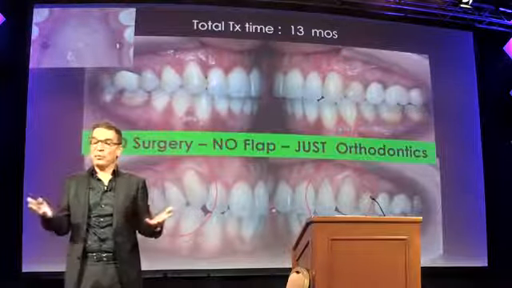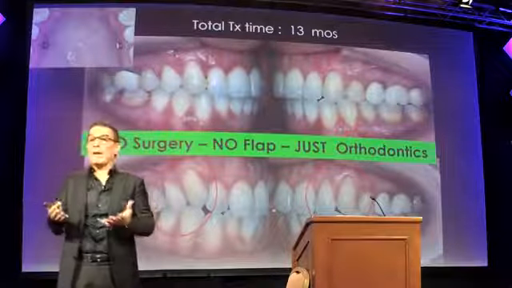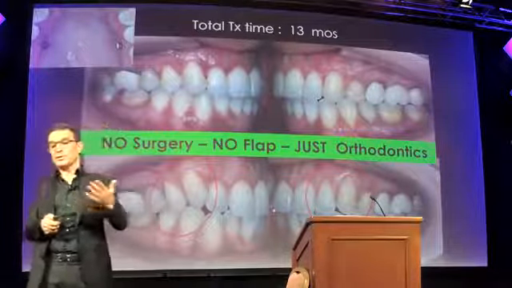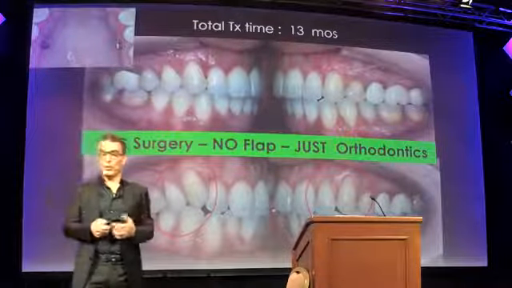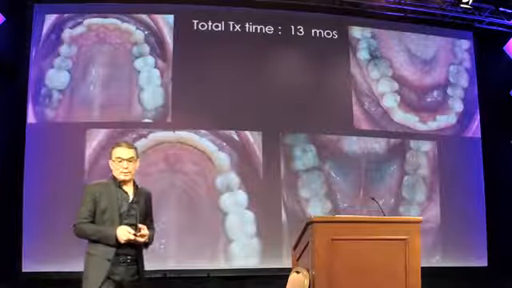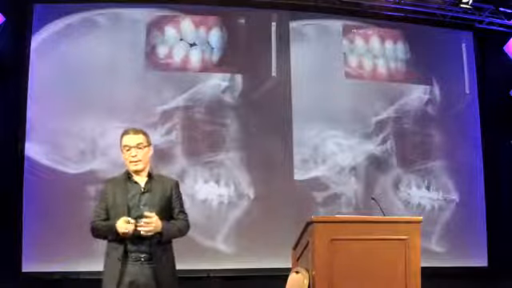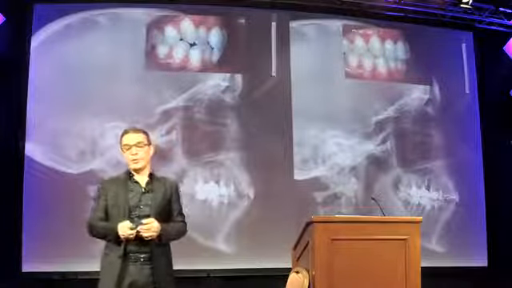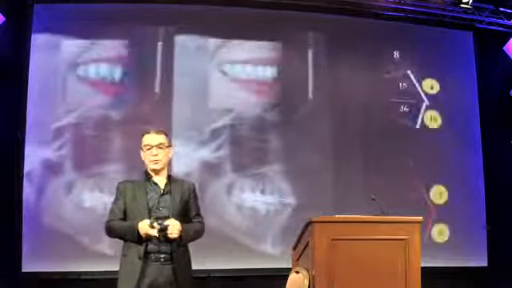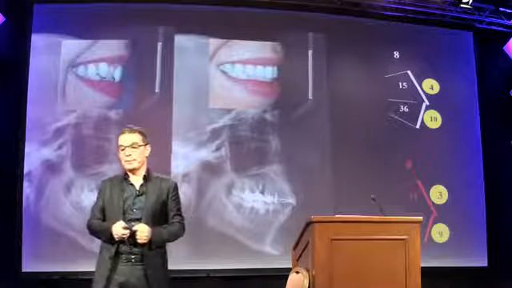But if you don't have the control, of course you will worsen, you will aggravate the recessions, and then you will need your periodontist to help you with graft, etc. Now look at the anterior control, and only 13 months were necessary to treat this patient and to go from A to B.